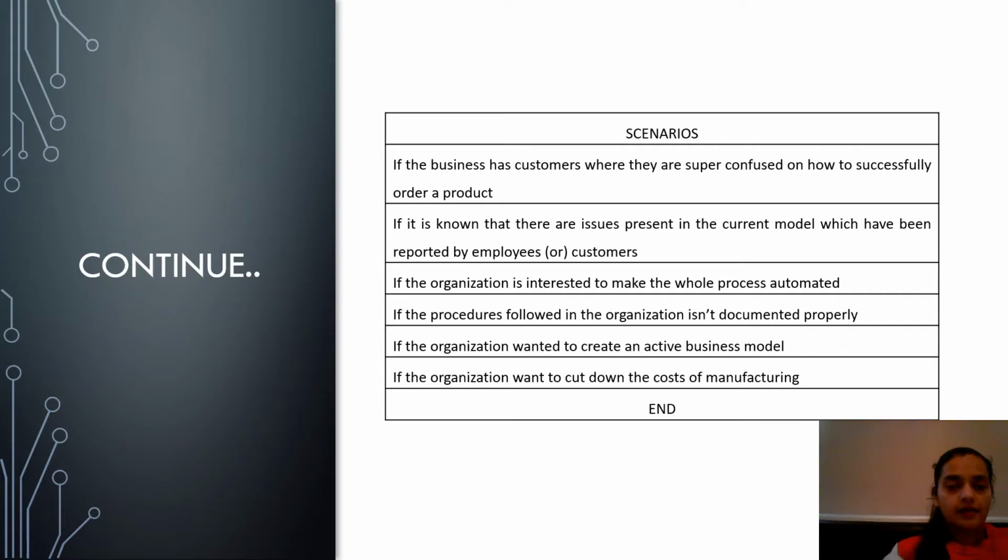Then the scenarios where we can use the as-is model are like if a business has customers who are super confused on how to successfully order a product, if it is known that there are issues present in the current model which have been reported by the employees or customers, if the organization is interested in making the whole process automated, if the procedures being followed in the organization aren't documented properly, if the organization wants to create an active business model, or if the organization wants to cut down on the cost of manufacturing. These are some scenarios where we can use the as-is model. For our project, there is a relevancy of the as-is model, and we have decided to include it.